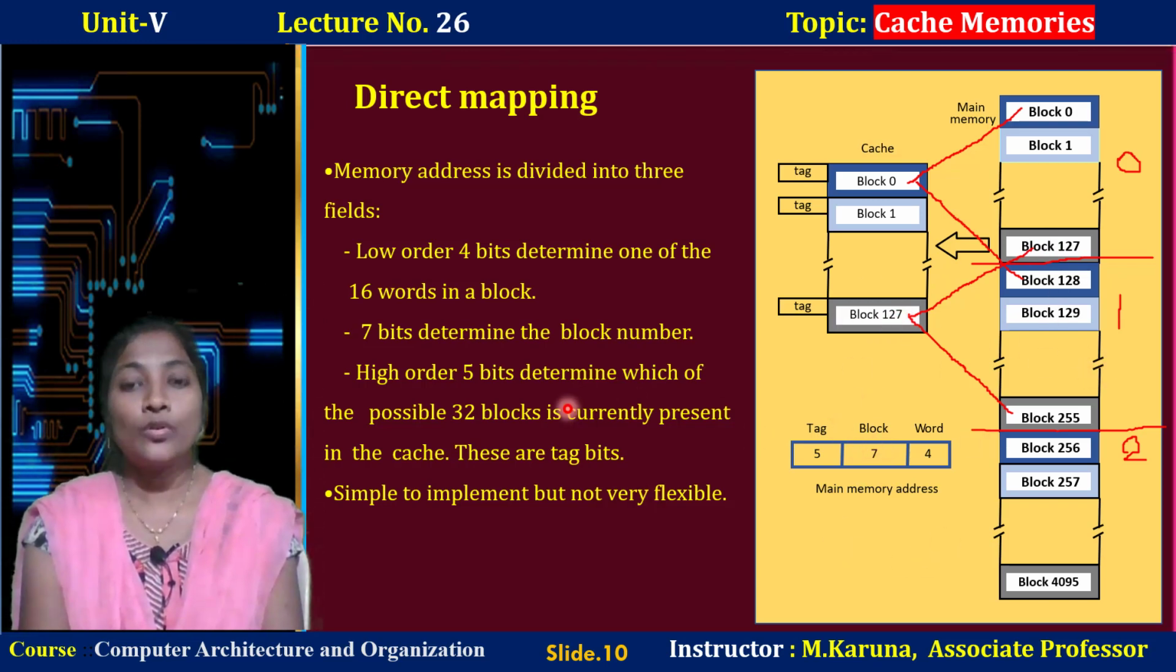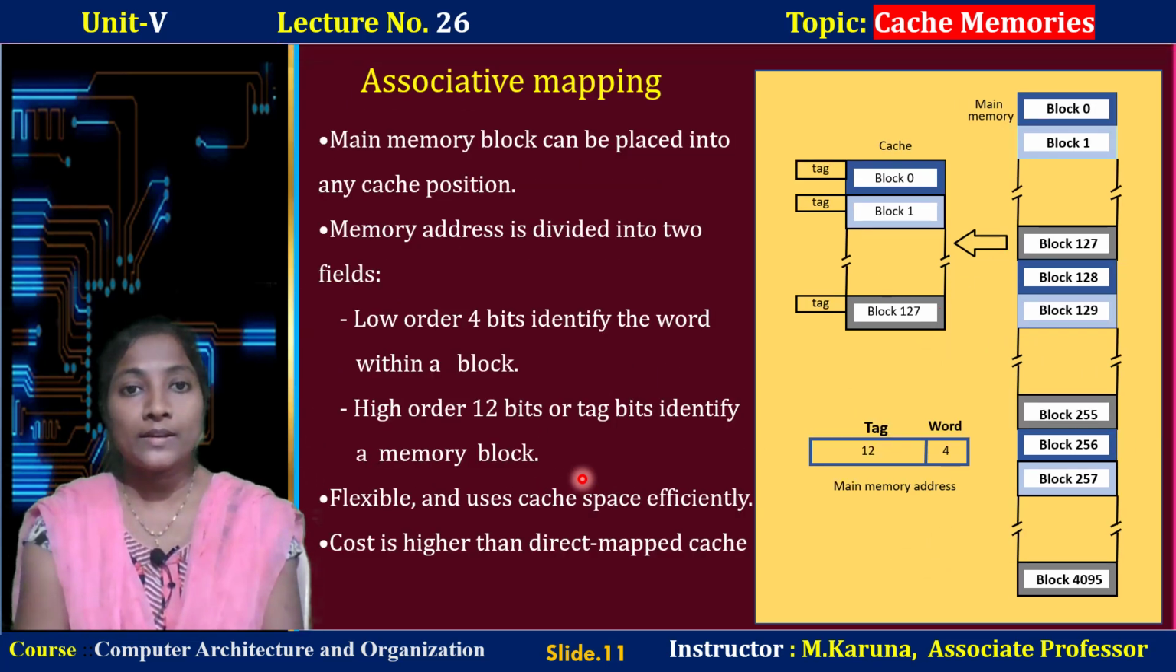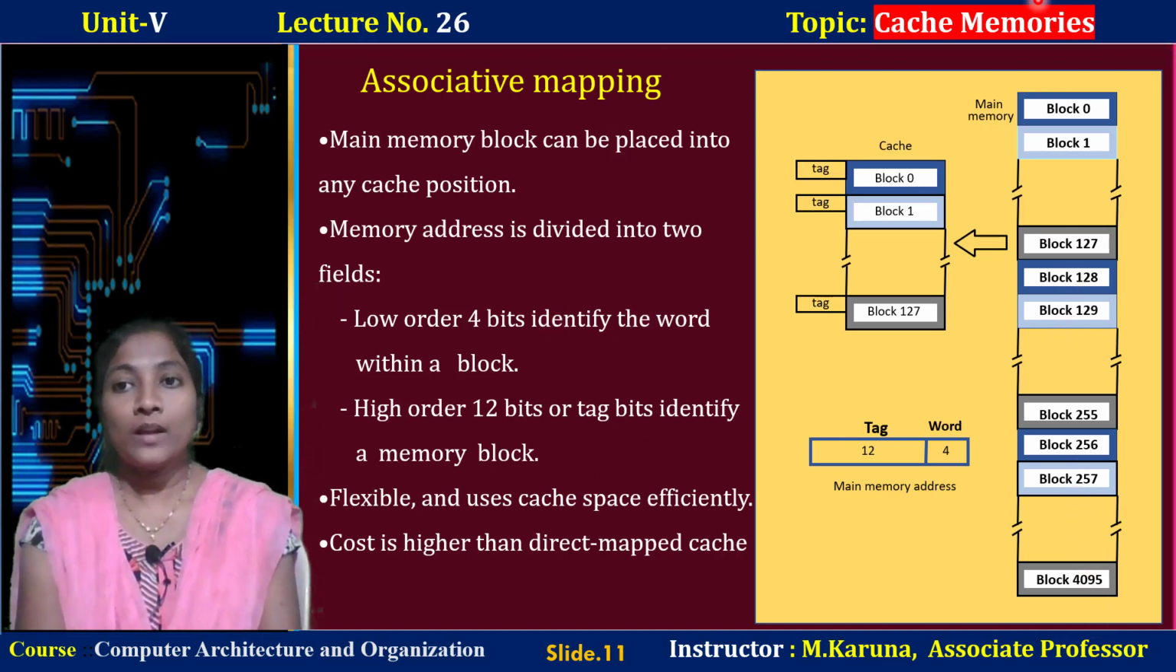Okay, let us go for another mapping technique, that is known as associative mapping technique. This is main memory, which contains block 0 to block 4095. Each block consists of 16 memory locations. Next, cache memory size is 2K, same, so it can accommodate block 0 to block 127.